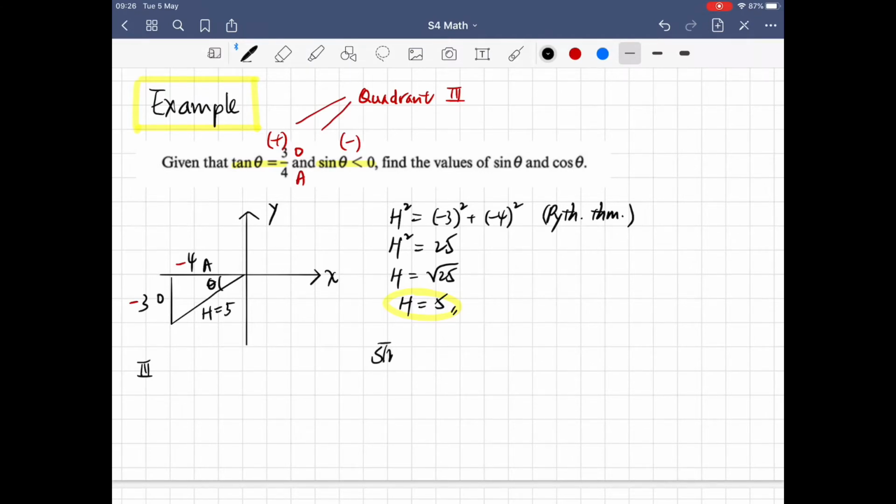Then we can find the value of sine theta, which is O over H. So it will be negative 3 over 5. And for the cosine theta, it is A over H. So it will become negative 4 over 5. Then we finish this question.